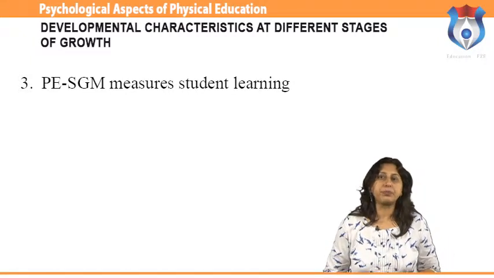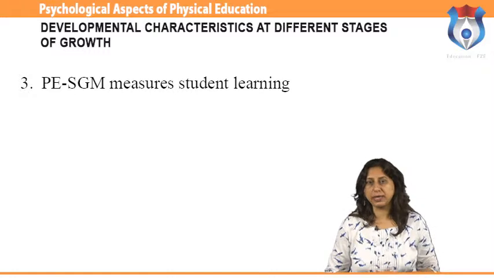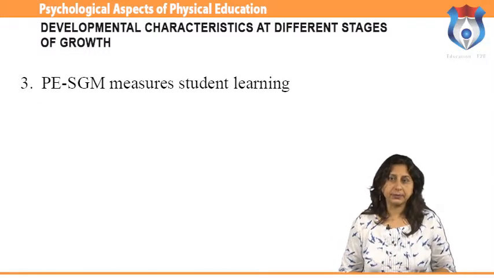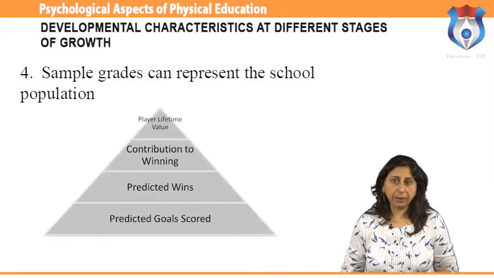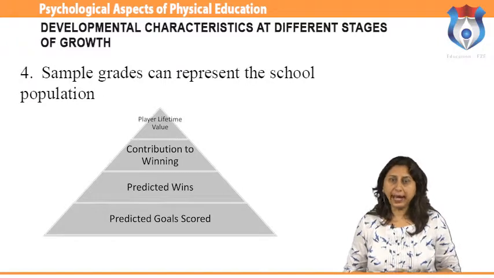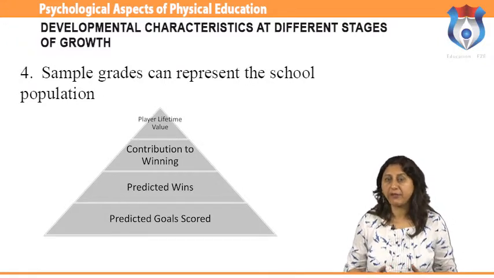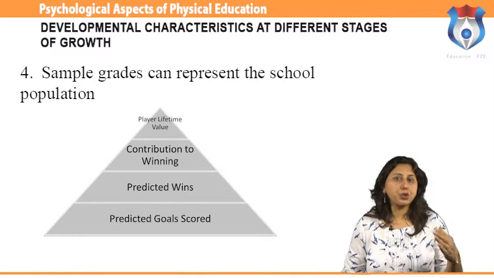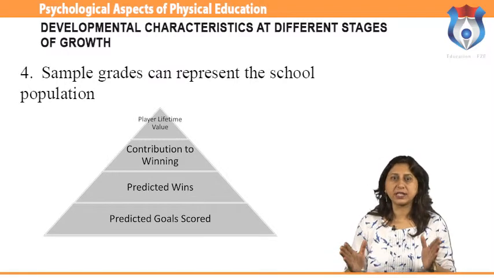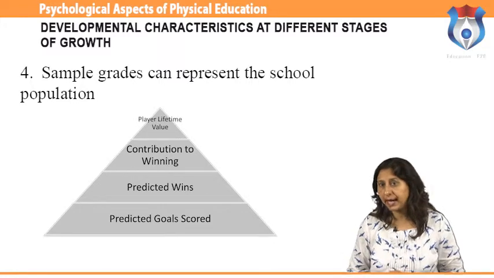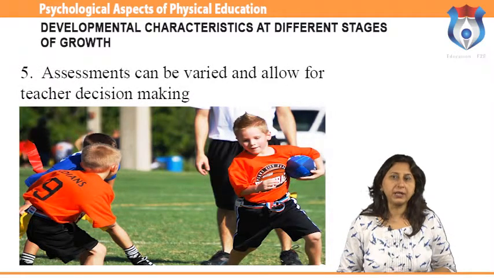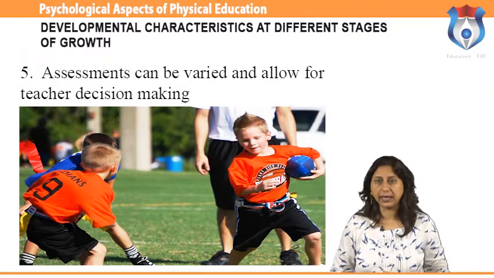The results of the pre-test should guide the teacher in planning and teaching the content the students need to learn. Sample grades can represent the school population. In the PESGM, every grade level does not have to be assessed. Grades 2 and 5 were selected as the targets of assessment based on the developmental nature of these elementary school age groups. Assessments can be varied and allow for teacher decision making.